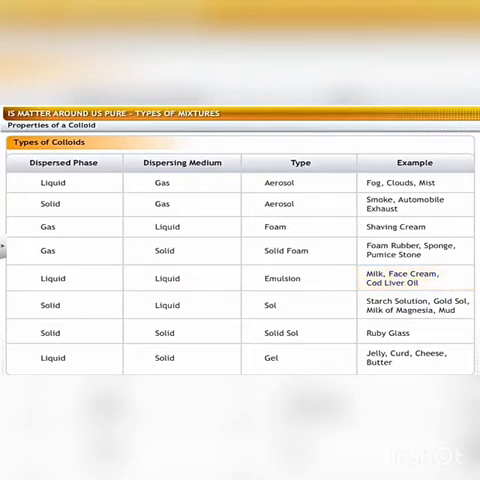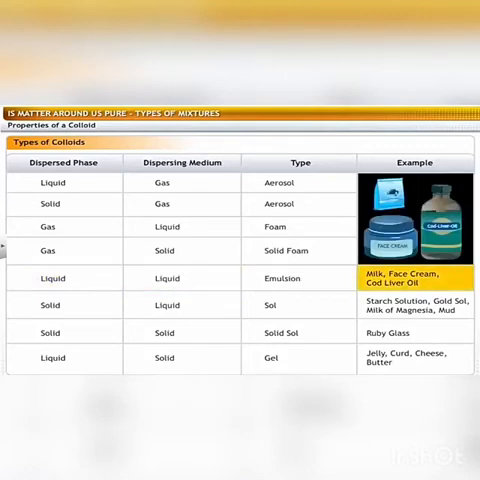Milk is an emulsion in which the dispersed phase is liquid fat and the dispersing medium is water. Face cream and cod liver oil are other examples of emulsions.